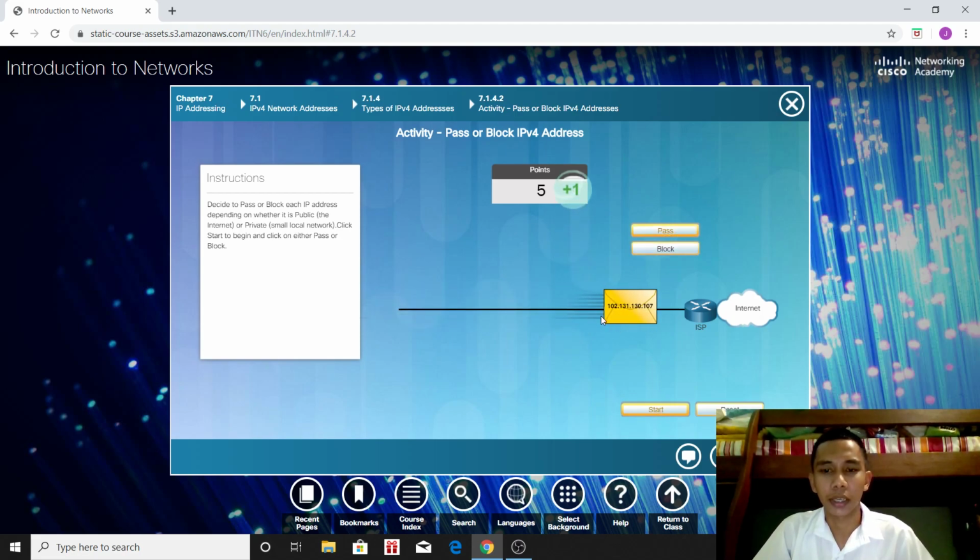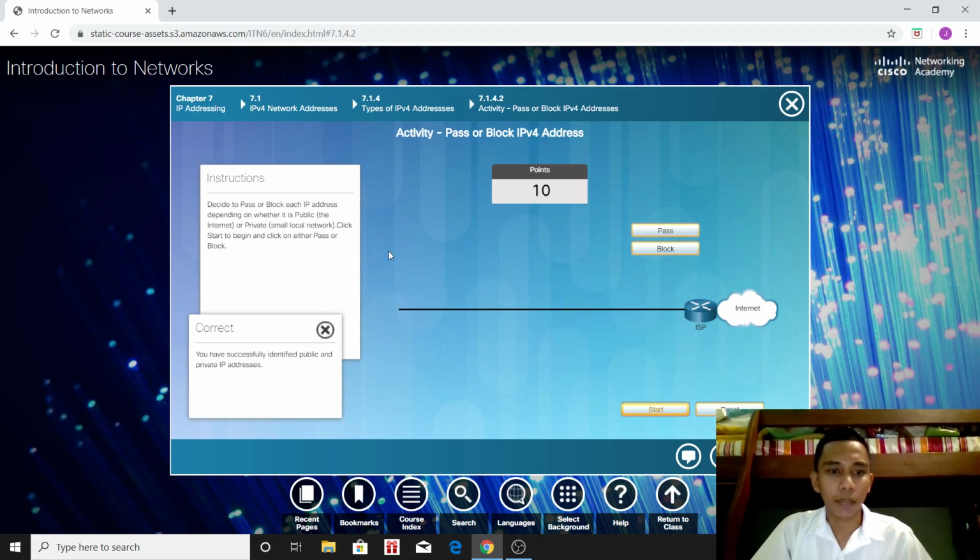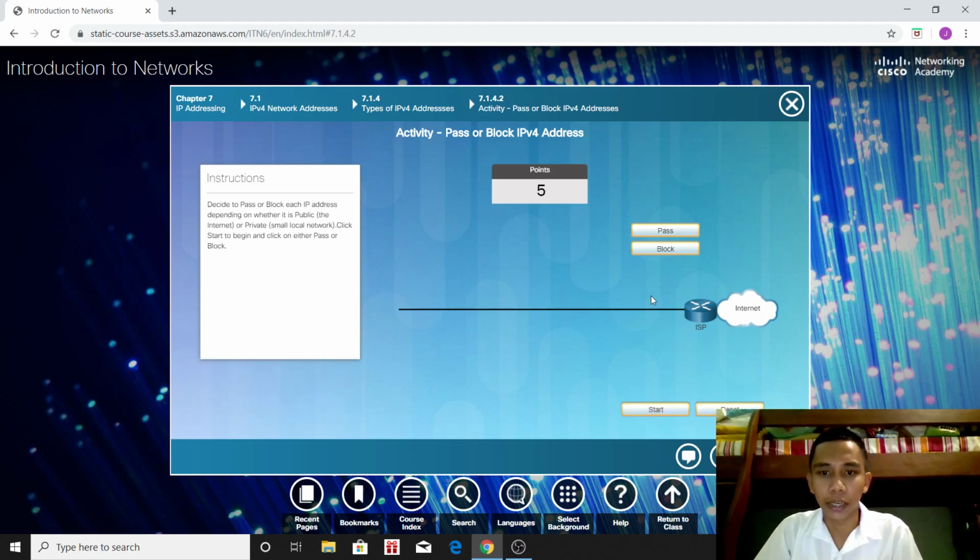Pass. 146 is pass. Oh man. 142 is pass. 132 also pass. Then 172 pass. Okay, we earn 10 points. So you have successfully identified public and private address. So let's try another one.